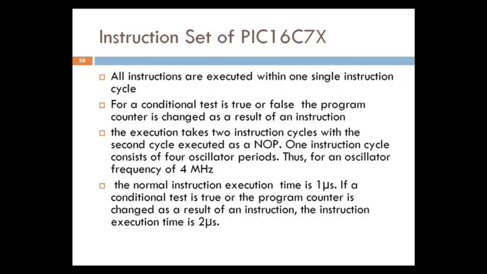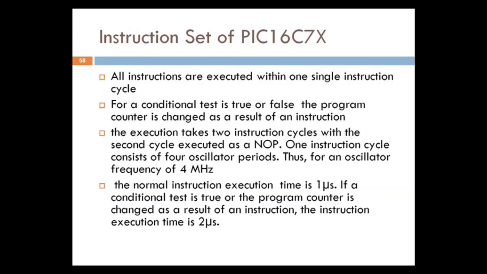As I already told, the mid-range PIC microprocessor instructions are typically 14 bits long. All the instructions here are executed within one single instruction cycle. In the case of a conditional test, if it is true, then the program counter changes as a result, based on the instruction. That is, if the condition is true, then the instruction has to be skipped, or the content of the program counter is explicitly changed based on the instruction.